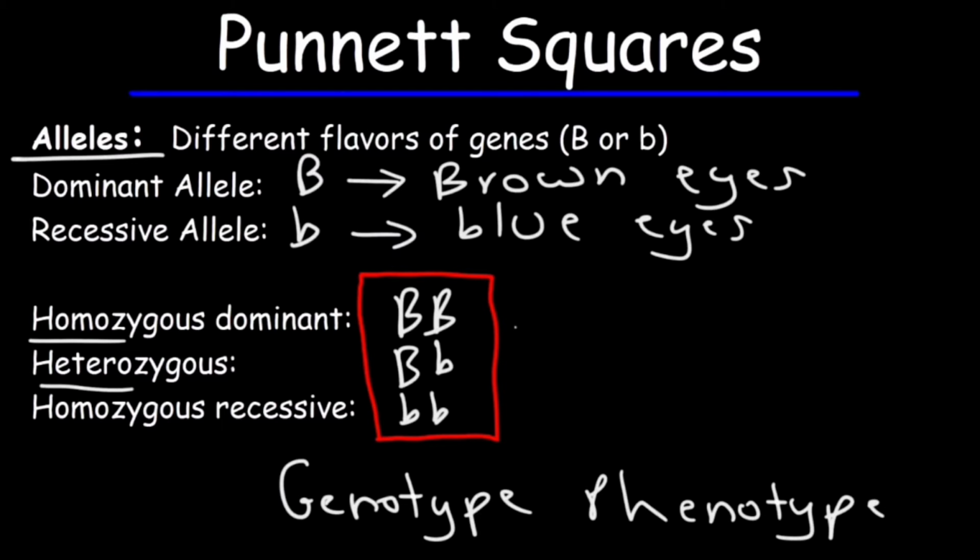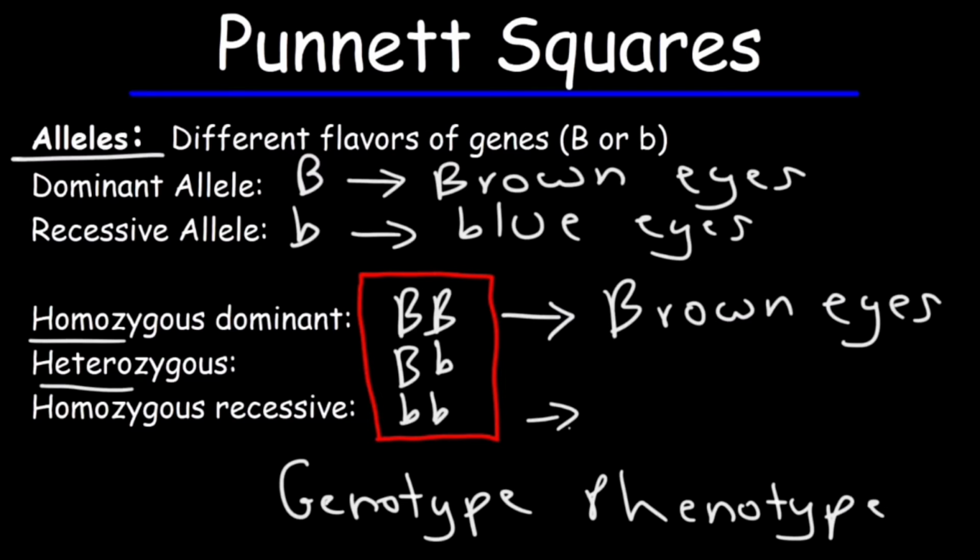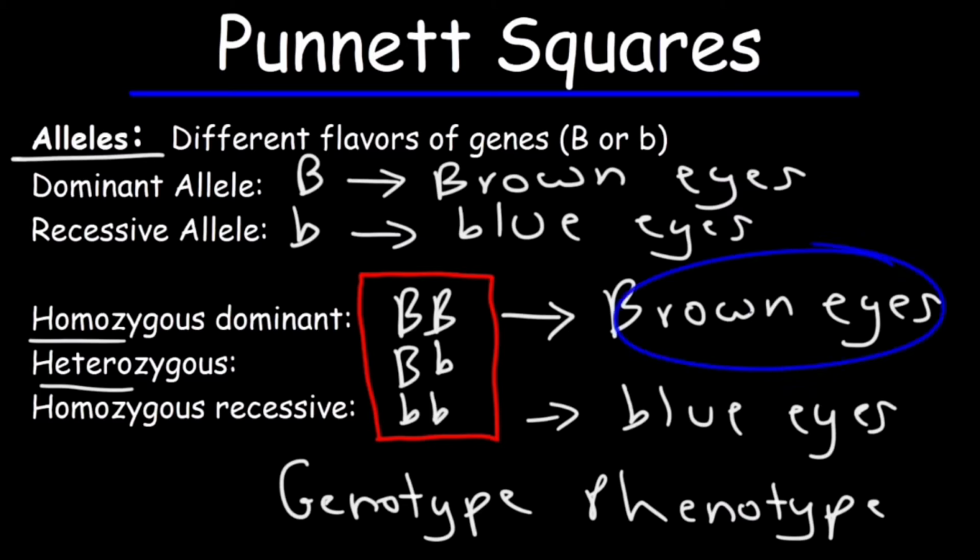Now the individual with the homozygous dominant trait, he's going to have brown eyes because big B is associated with brown eyes. The person with the homozygous recessive trait is going to have blue eyes. So this represents the phenotype of the individual, the physical characteristics that you can visibly see.